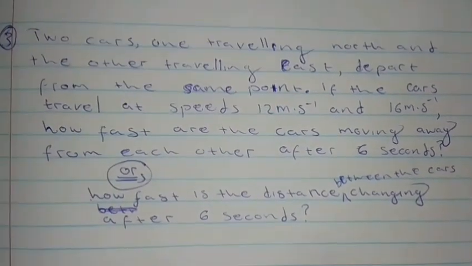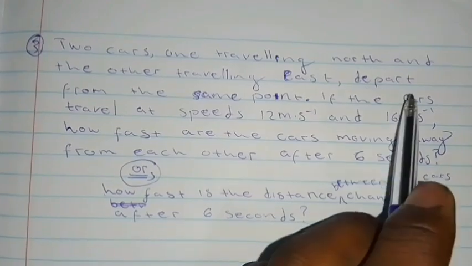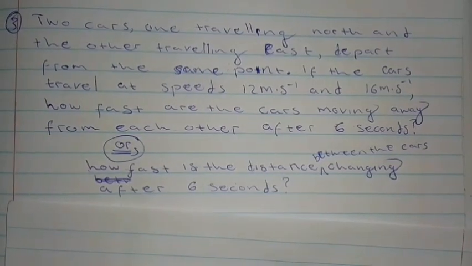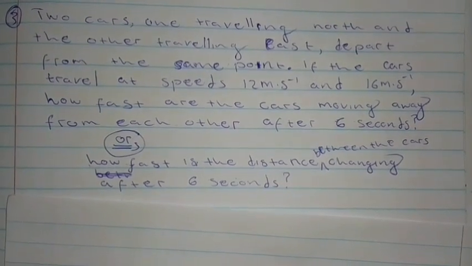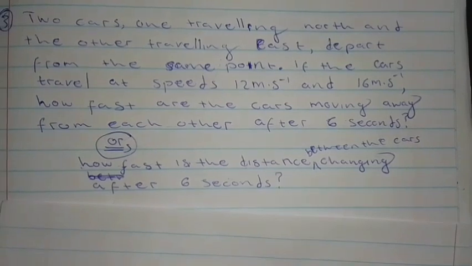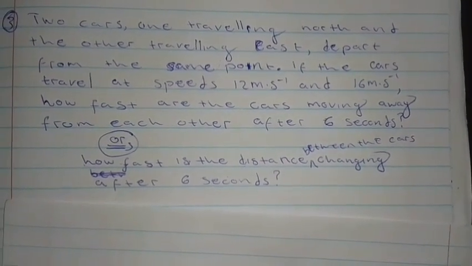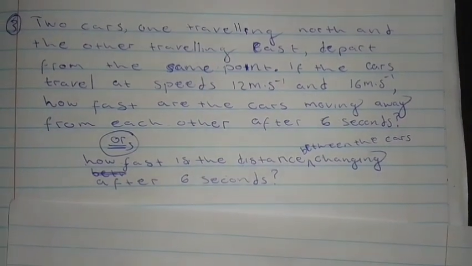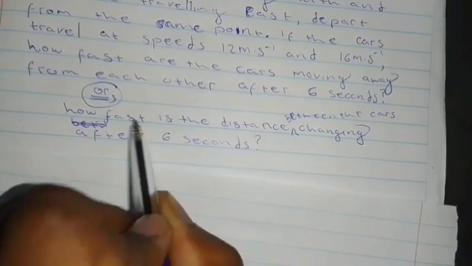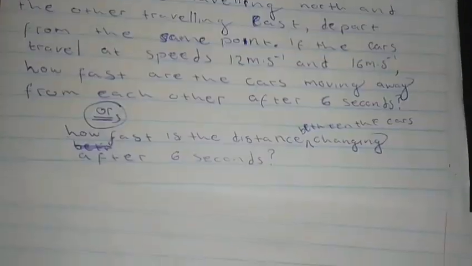Now in this problem we have two cars, one traveling north and another traveling east, departing from the same point. If the cars travel at speeds of 12 meters per second and 16 meters per second, how fast are the cars moving away from each other after 6 seconds? This question is the same as asking how fast the distance between the cars is changing after 6 seconds.